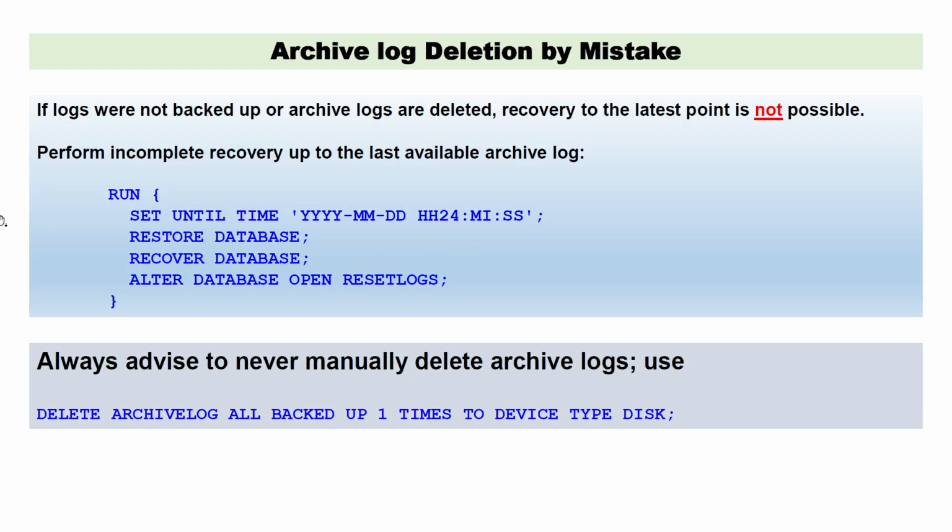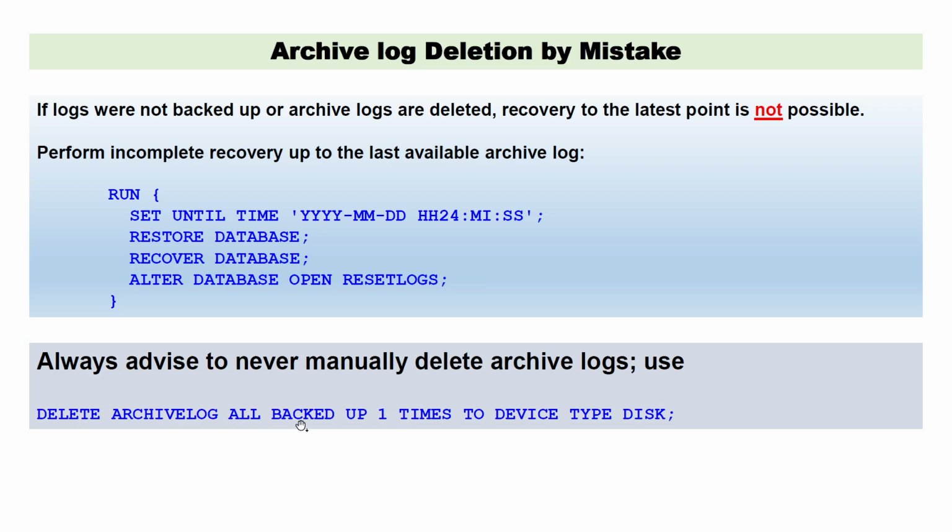If you have deleted archive logs by mistake, or if logs were not backed up or archive logs were deleted, recovery to the latest point is not possible. Perform incomplete recovery up to the last available archive log. You will have to set the until time based on how many logs you have, and then perform the incomplete recovery. If archive logs have been deleted, there is no possibility of recovering your database to a point in time.